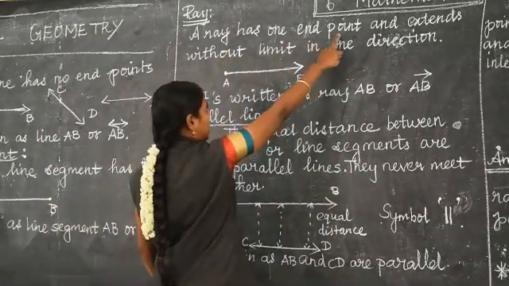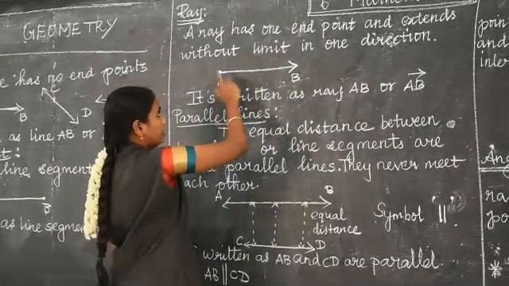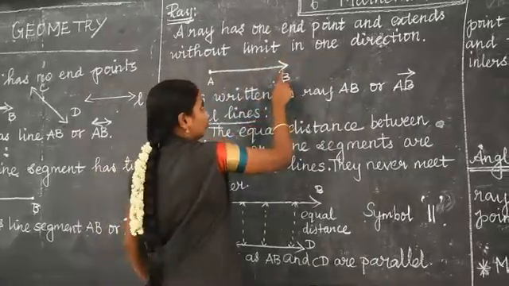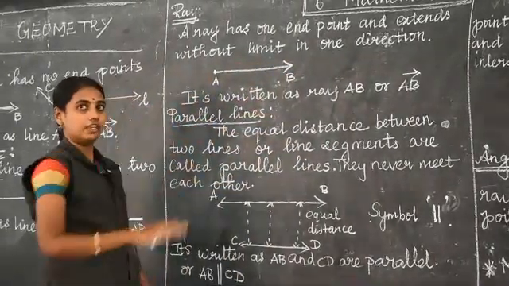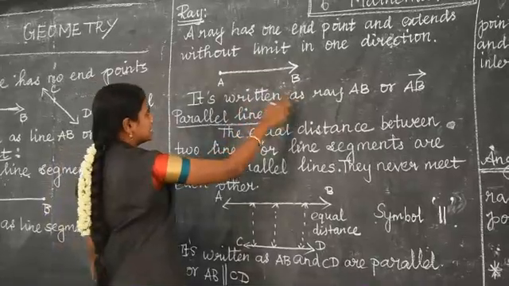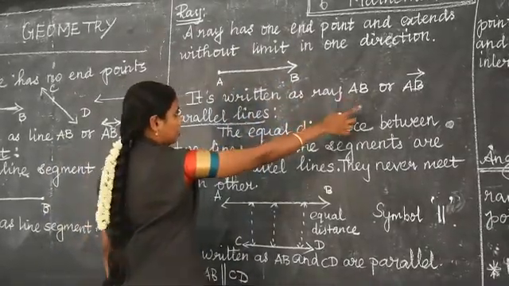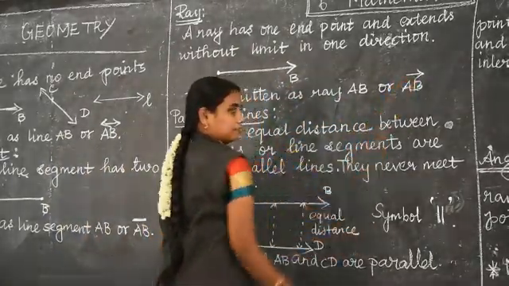Listen now. A ray has 1 endpoint. Here this is 1 endpoint and it extends without limit in 1 direction. 1 direction will be going on. It's written as ray AB, or else AB with the ray symbol.